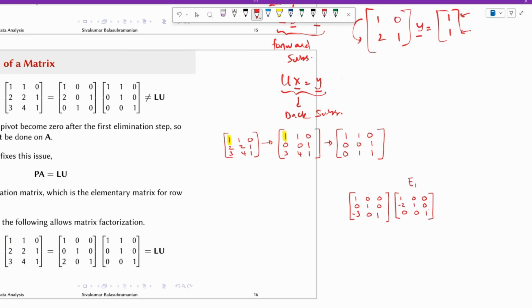Okay. Now, where is the pivot? The problem is you have a zero pivot. What do you do next then? Well, you do a row exchange. So 1, 1, 0, 0, 1, 1, 0, 0, 1. And once you do that, you're done. But what is E3 now? We are done because this is upper triangular. What is E3?